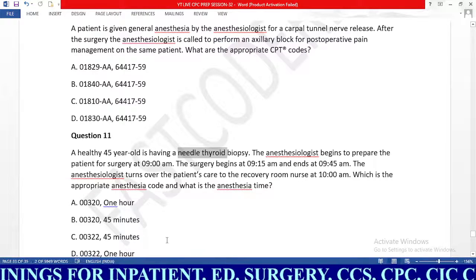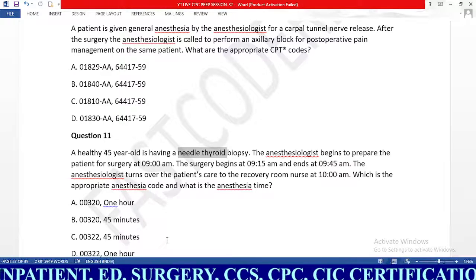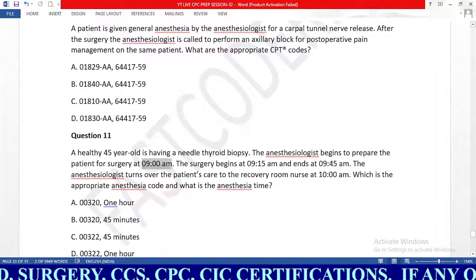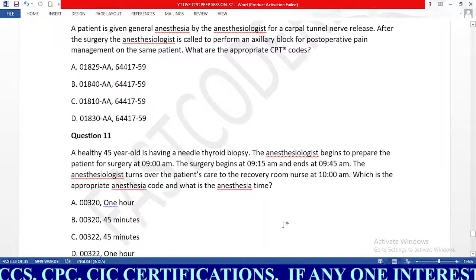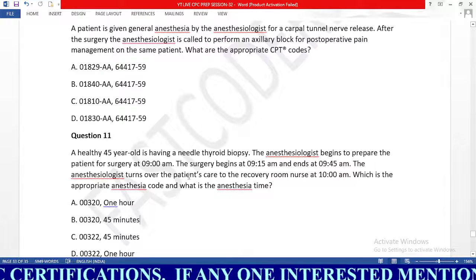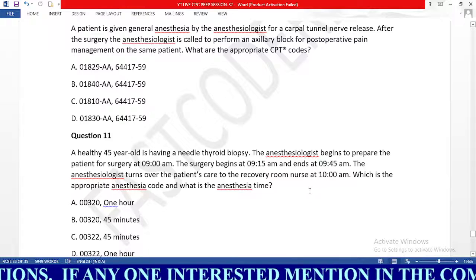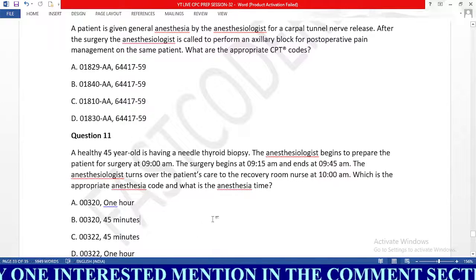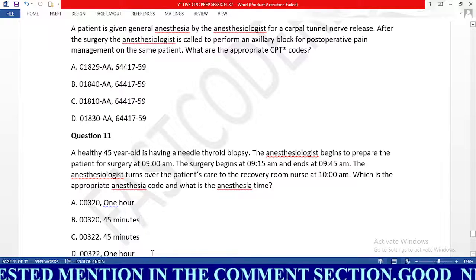Anesthesia time starts when the anesthesiologist prepares the patient for the surgery. See here, the anesthesiologist begins to prepare the patient for surgery at 9 a.m., and whenever the anesthesiologist returns the patient to other specialty care, he will end his time. Here, the anesthesiologist turned over the patient care to the recovery room nurse at 10 a.m. He transferred from anesthesiologist to nurse. So it is 9 a.m. to 10 a.m., 1 hour. Because of that reason, our answer is D. D is the correct answer. Well done, guys.